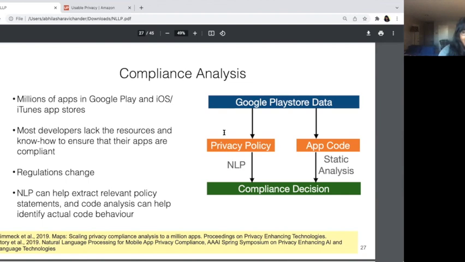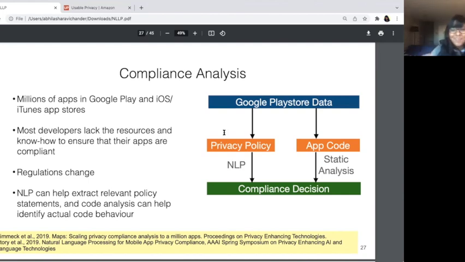So how can NLP help here? I want to talk about this work led by Sebastian Zimmeck called MAPS. The idea is basically that they used NLP classifiers to identify data practices in privacy policies, and they used static code analysis to analyze app behavior. The results of these two analyses were combined, so they could use this to tell when a privacy policy described a practice that was discordant with what the app behavior actually was, or vice versa.